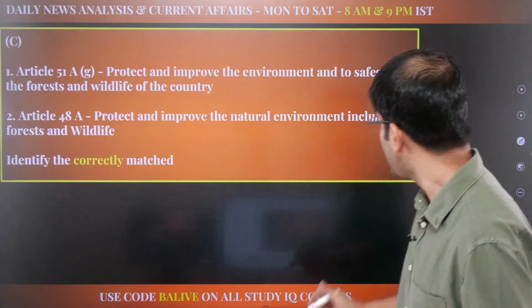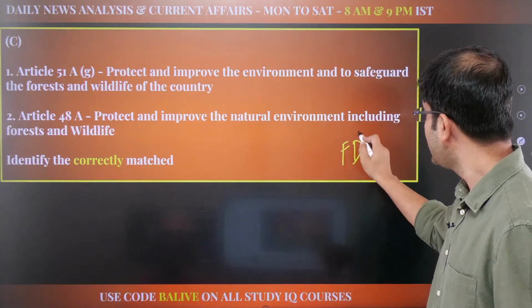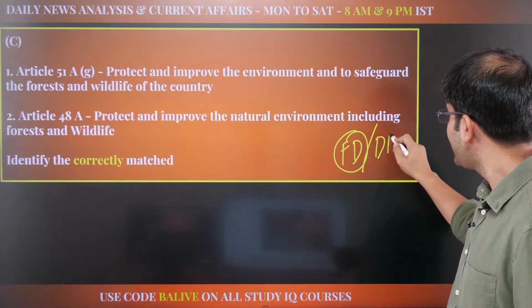One is a duty, one is a DPSP. You will let me know which is correctly matched. Okay. One of them is a duty, a fundamental duty, and one of them is a part of the DPSP.